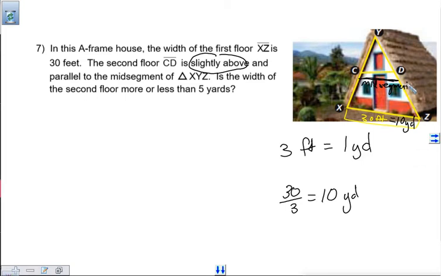And how do we find the length of our midsegment? We take and divide 10 by 2, which gets us 5. So we know our midsegment is 5 yards. So is the second floor, CD, more or less than 5 yards? Remember, that is above it, and it's getting smaller, so it is less than 5 yards.